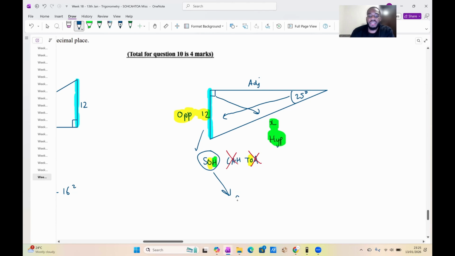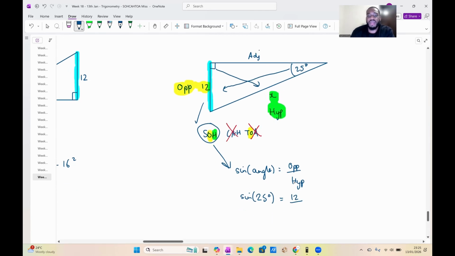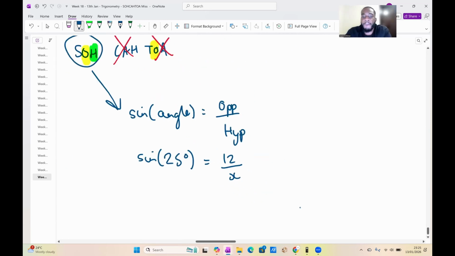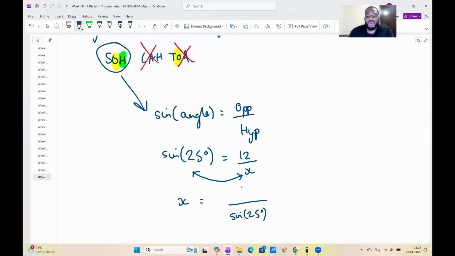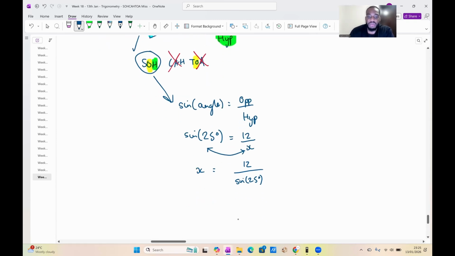What is the formula? Well, S is sine. So it's going to be sine of the angle is equal to the opposite over the hypotenuse. So it's going to be sine of the angle, which is 25 degrees. The opposite side is 12. And then I'm putting the hypotenuse as x. So we are here. What do we do from here, guys, to get x? Fantastic. We just swap these around. x is on the bottom, so we know we swap them. So it's going to be x is equal to 12 over sine 25.